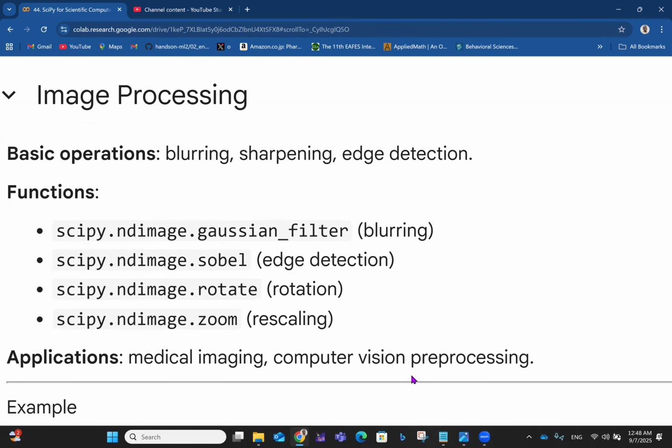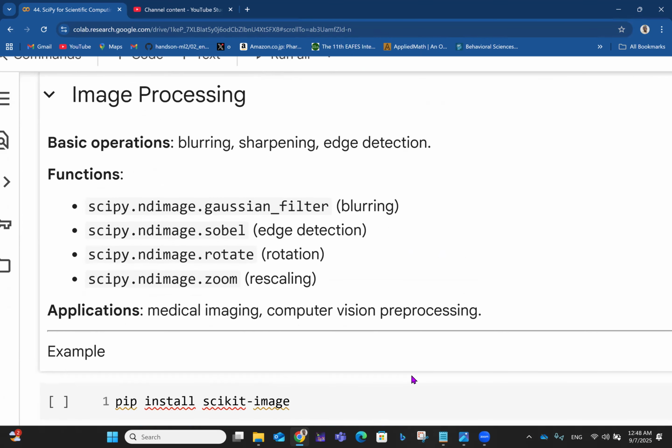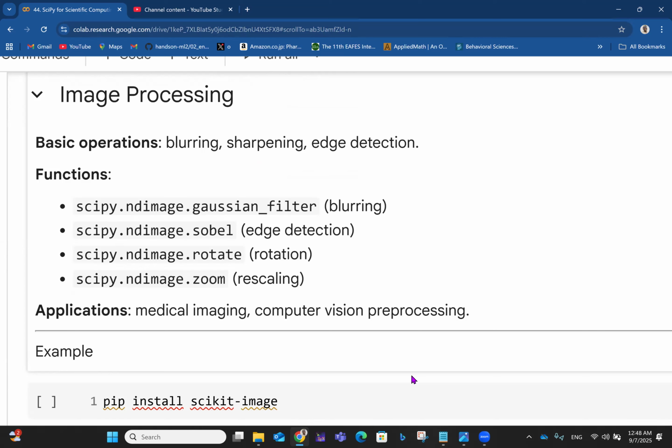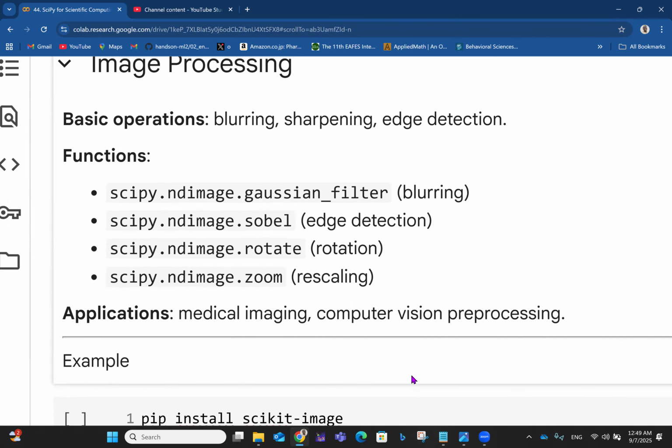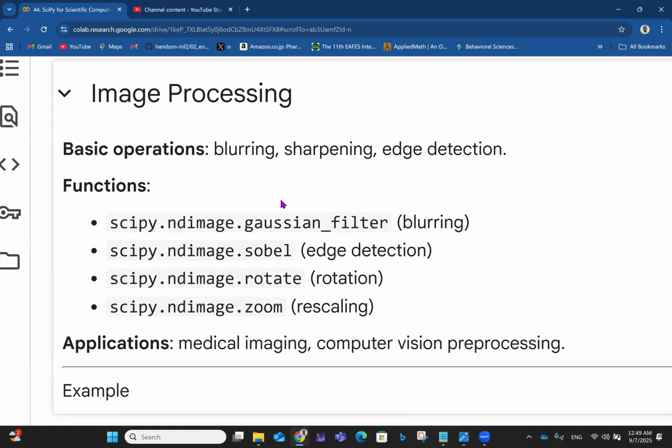So for image processing too, interestingly, we can use SciPy for image processing. In the video I did on scientific computation, I think under interpolation, we saw how we can use SciPy to interpolate, and then do some transposition or so on an image. So that was quite an interesting point in that series, right? So for image processing, we have basic operations like blurring. You can use SciPy for blurring, sharpening, and edge detection in images.